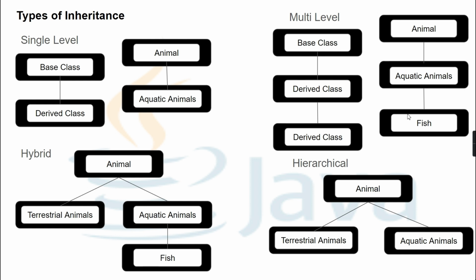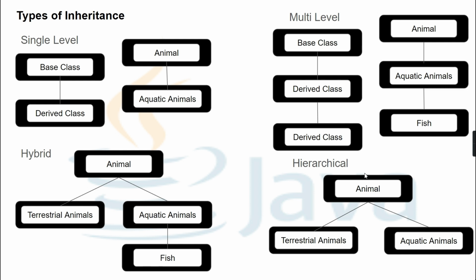So we can take the example. Suppose there is some Nemo fish. So fish inherits the class aquatic animals, and aquatic animals inherit the class animals. So technically, fish will have properties of aquatic animals as well as animal too, because aquatic animals has already derived or inherits the properties of animal class.